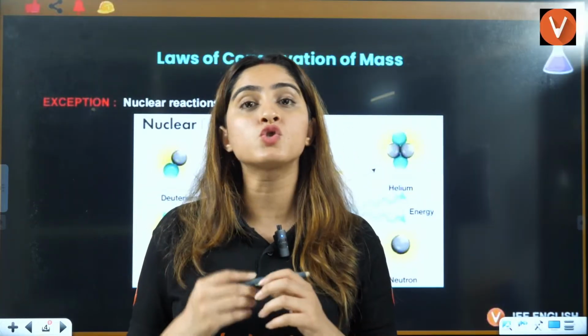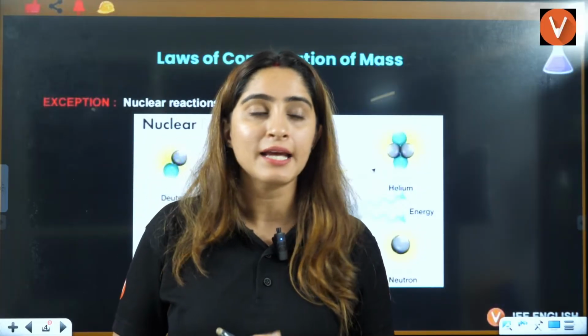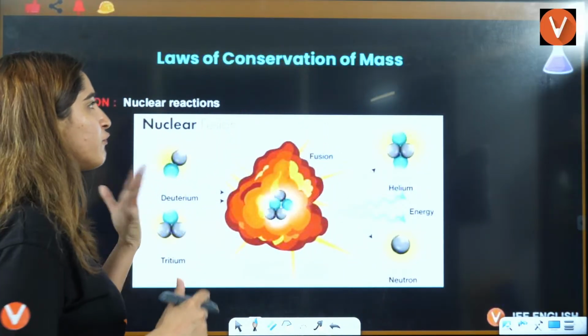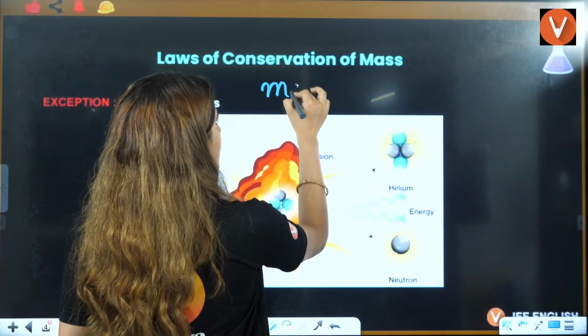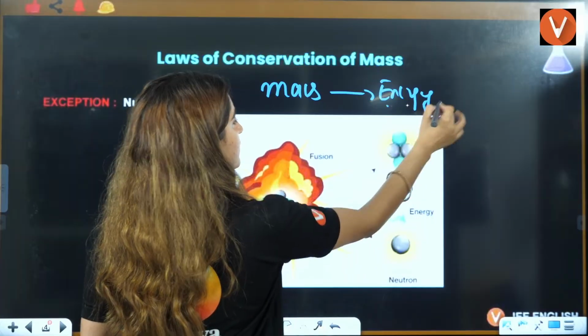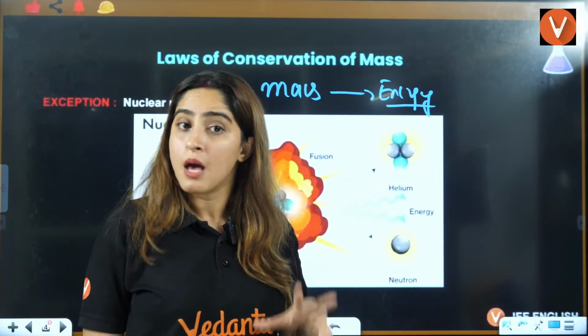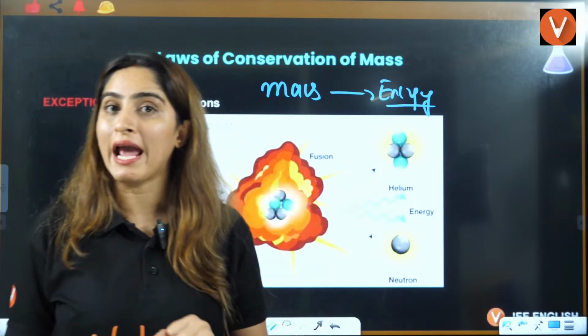Now, why is this so disastrous? Because a very high amount of energy is released here. If you see, you have mass which is getting converted into a very high amount of energy. That means mass is not getting conserved here. Mass is getting converted to energy.